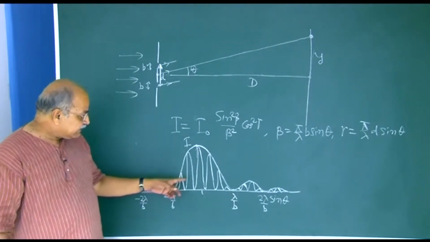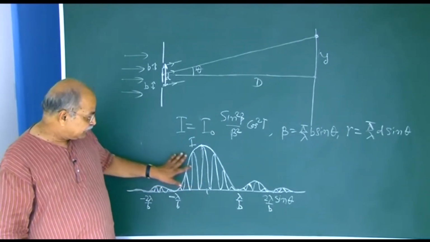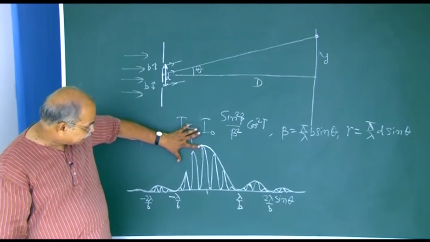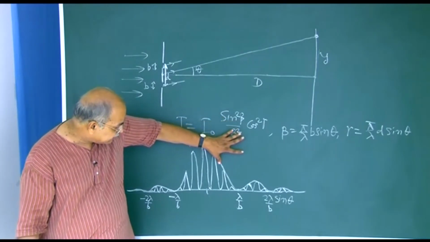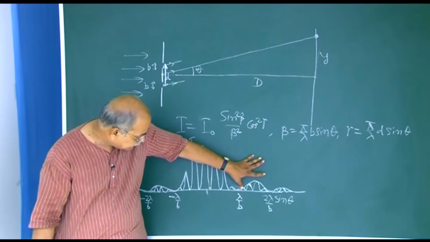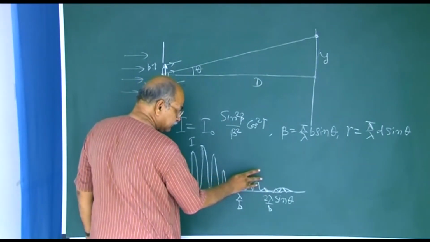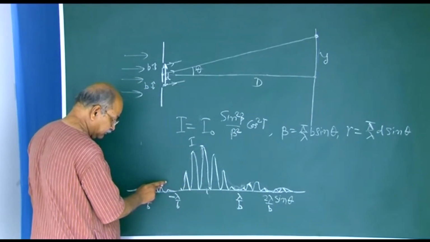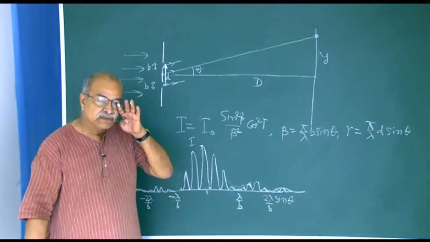So the intensity variation is given by this inner line. If you wish, you can remove that outer envelope, and this gives you the intensity. Graph of intensity as a function of sin theta, like this. This is the kind of intensity variation.